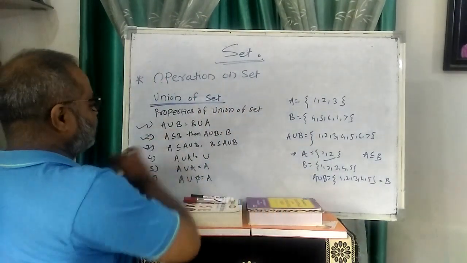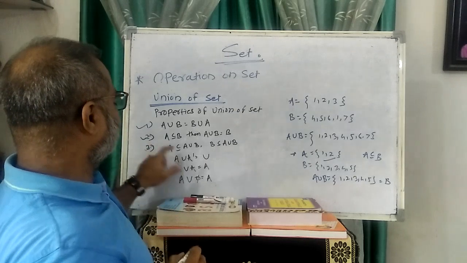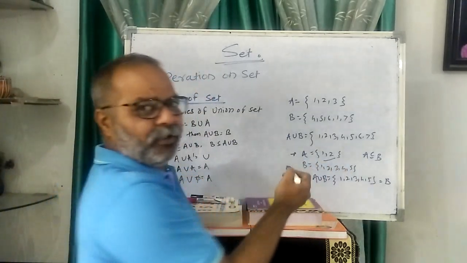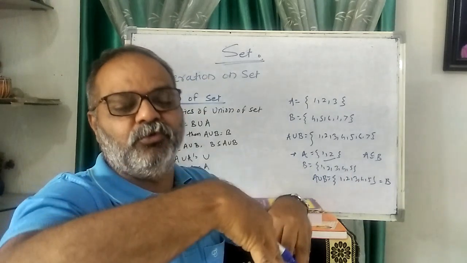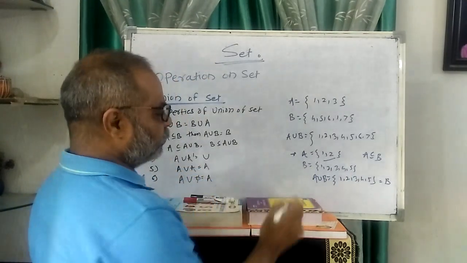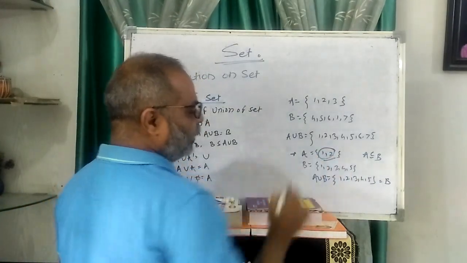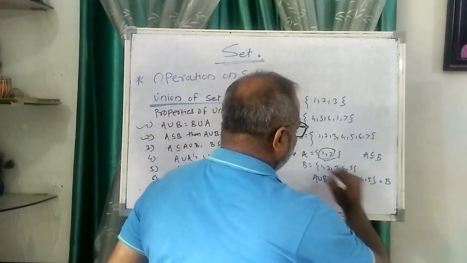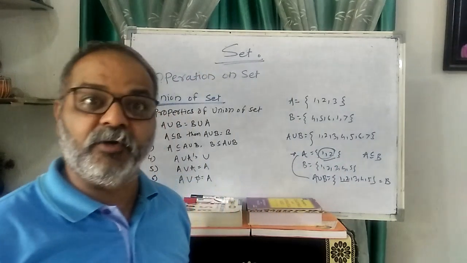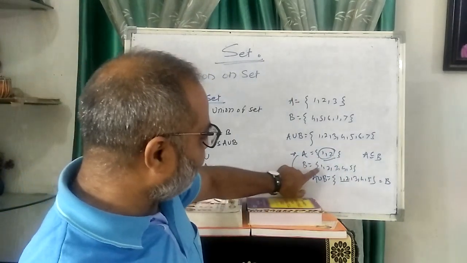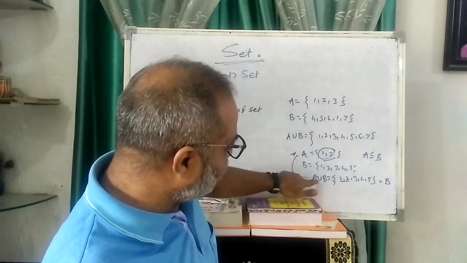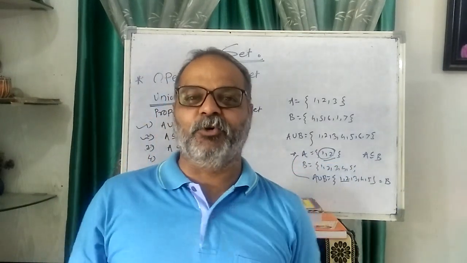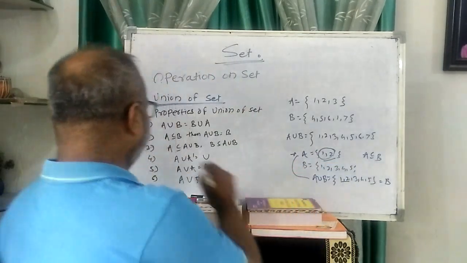So A union B is equal to B when A is a subset of B. What is next here? A is a subset of A union B and B is a subset of A union B. It is very simple, because we are adding the two sets. A contains the elements 1, 2 that are present in A union B, so A is a subset of A union B. B contains 1, 2, 3, 4, 5 and A union B contains 1, 2, 3, 4, 5. That means B is also a subset of A union B.